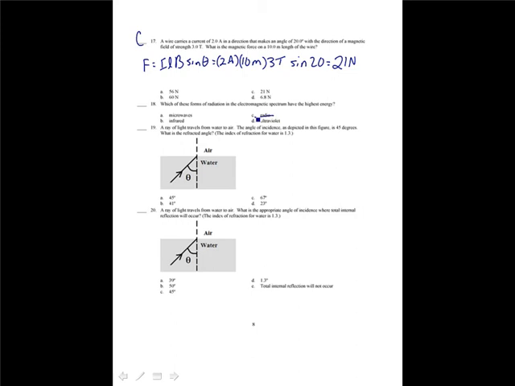Which of these forms of radiation in the electromagnetic spectrum have the highest energy? Radio has the lowest, and then microwaves come next, and then infrared, and then you have visible, and then ultraviolet. So it's D.